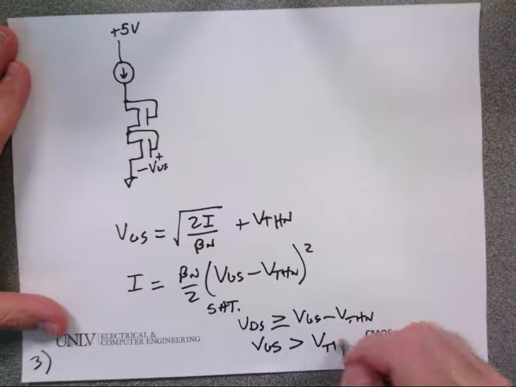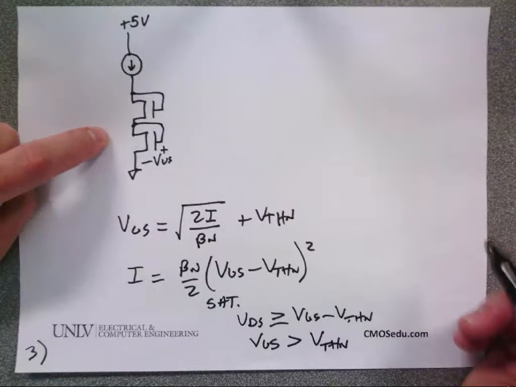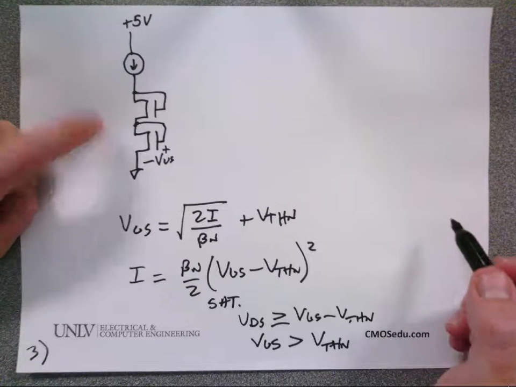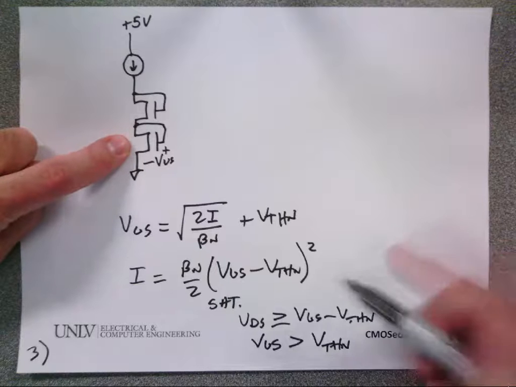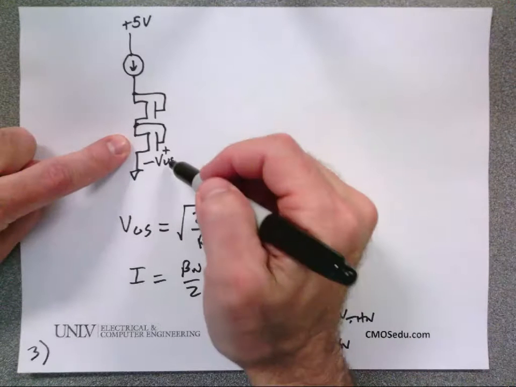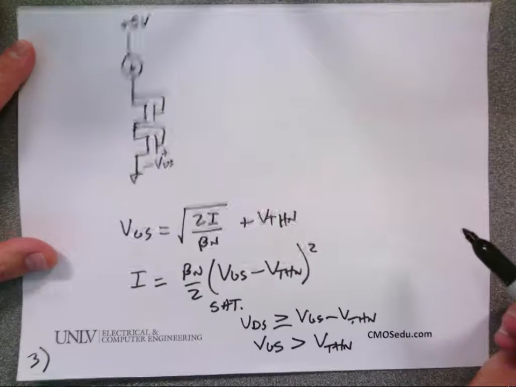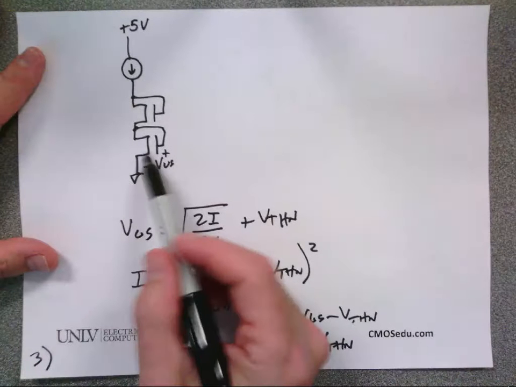V threshold. Okay, but wait a sec. How do I know this device is in saturation? I'm about to show you something that you're going to use the rest of the semester. How do I know this guy's in saturation and not triode? Well, let me ask a simpler question. How do I know VGS is greater than the threshold voltage here?